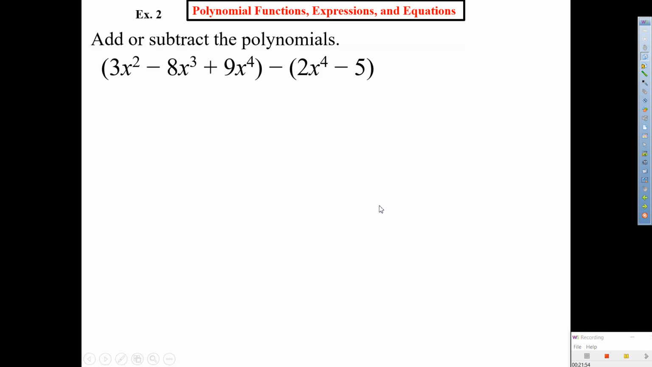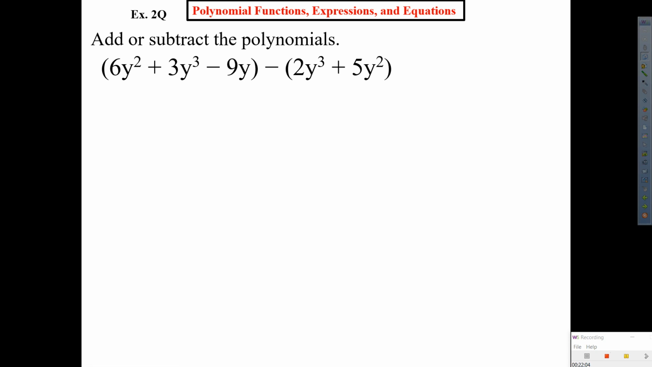Copy this one. Example 2Q. 6y squared plus 3y to the third minus 9y, close parentheses, minus, open parentheses, 2y cubed plus 5y squared. See how you do that one by yourself. Hopefully you can go a little bit faster now. Let me send you the screen so you can send me your work.